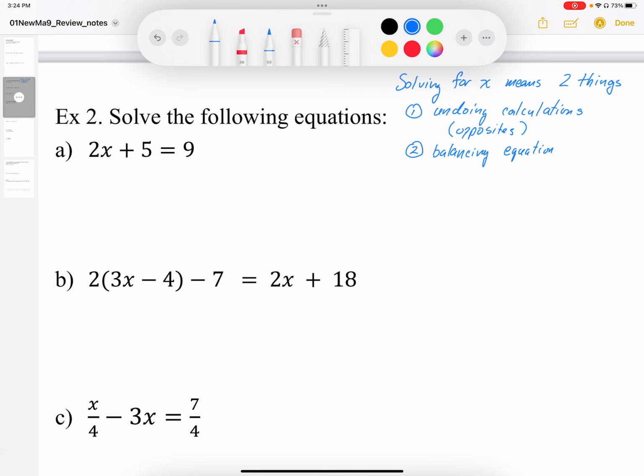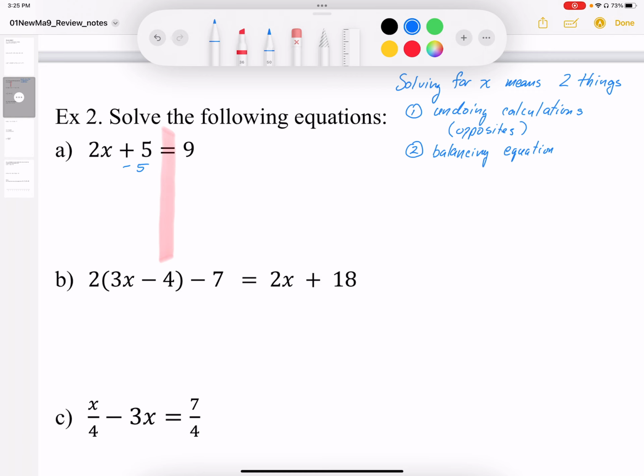things are balanced. So in this case here, we're finding x, and we have a times 2 on the x, and we have a plus 5 on the x. So what we want to do is undo these calculations. So the first thing I'm going to undo is a plus 5, and I'm going to use an opposite of minus 5. And I'm going to make sure that I keep track of the left side and right side of this equation. Okay, so the left side and right side here.